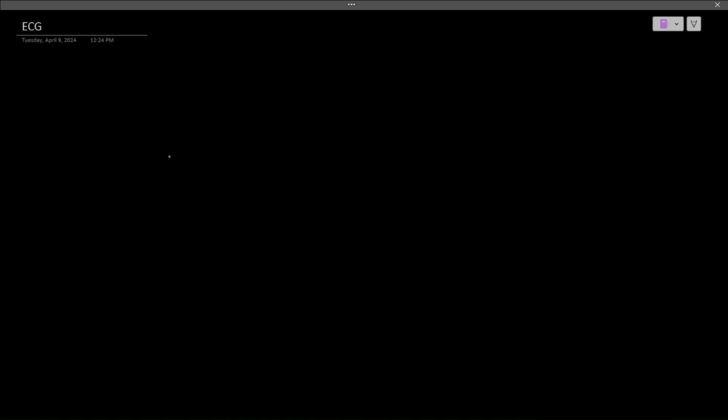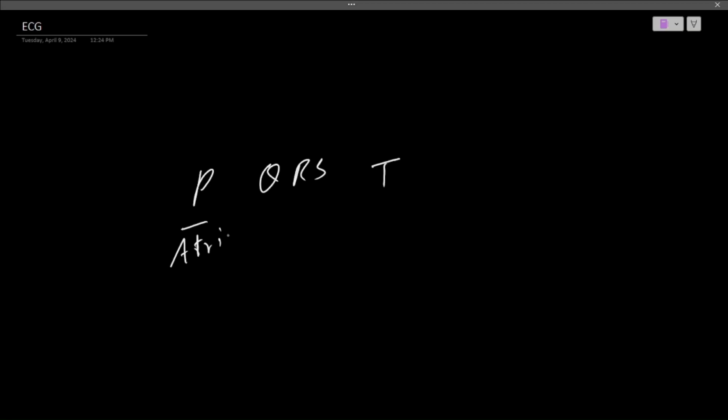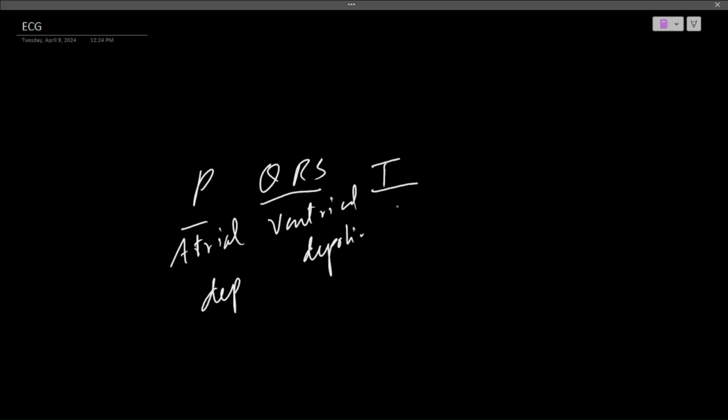So we have got all of our elements: P, QRS, and T. As we talked earlier, P is the atrial depolarization, QRS is the ventricular depolarization, and to get to the reset stage, we have the T wave, where we have both the ventricular and the atrial repolarization.